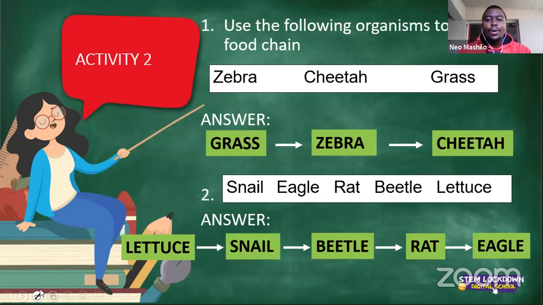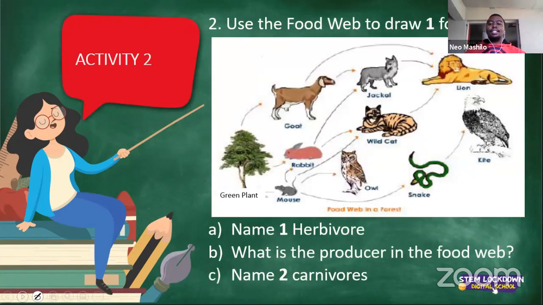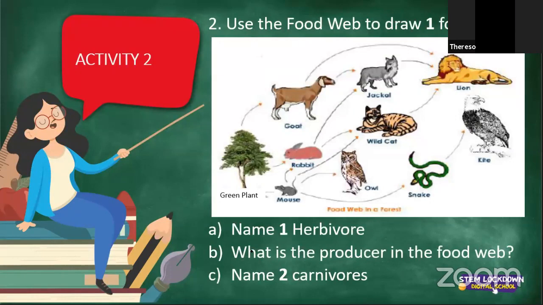Now, we are going to look at a food web and answer some questions on that. A, this is the food web in front of us. A says, name one herbivore. Name one herbivore from this food web. Don't just name J. Teresho? Sorry, I made a mistake. Okay, no problem.